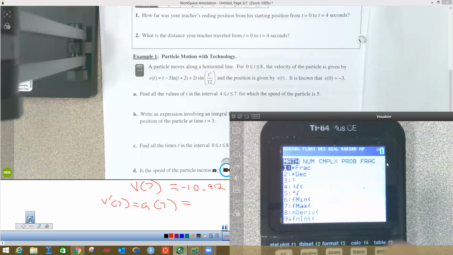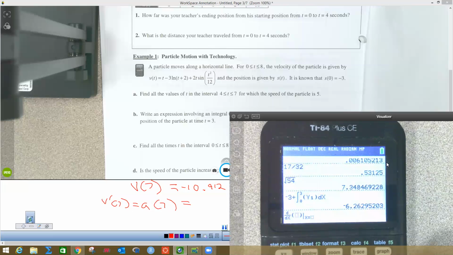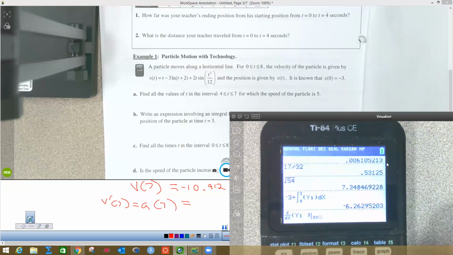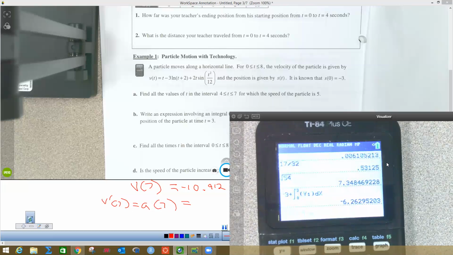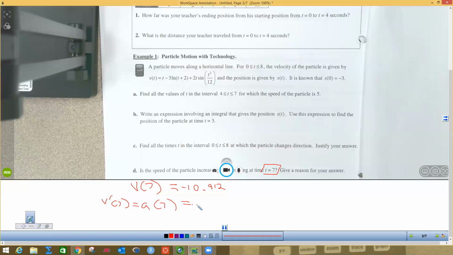So I'm going to hit math 8. And we got this in terms of x. That's my velocity function. So I'm going to hit y bars, 1 and 1. And then we want the value of that derivative, which is acceleration. I type in 7 there and hit enter, and that's negative 10.561.